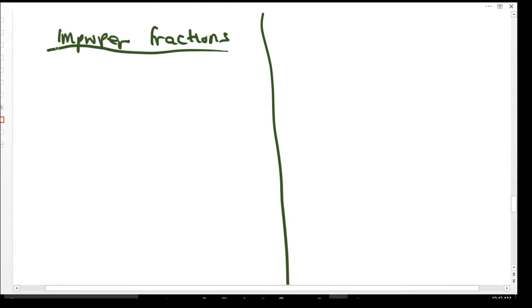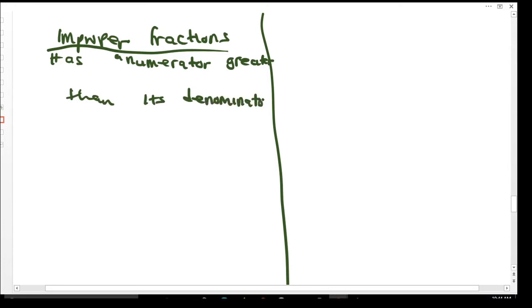Therefore an improper fraction has a numerator. Remember, the numerator is that upper number, and it is greater than its denominator. That one, the lower number, is its denominator.